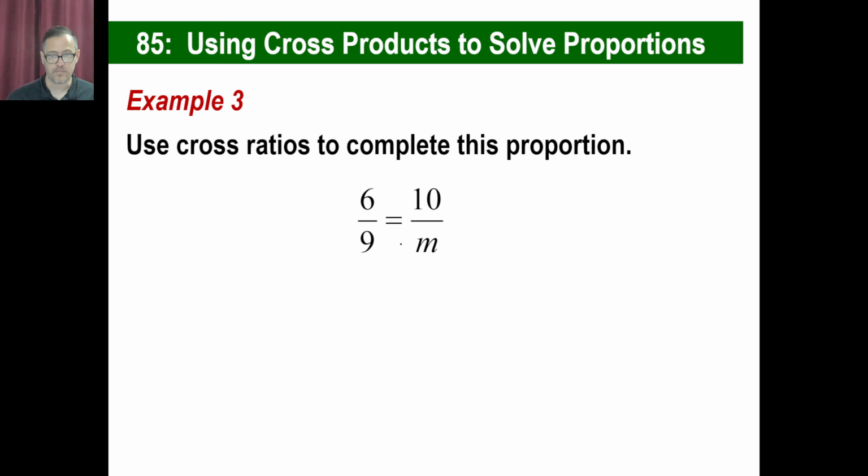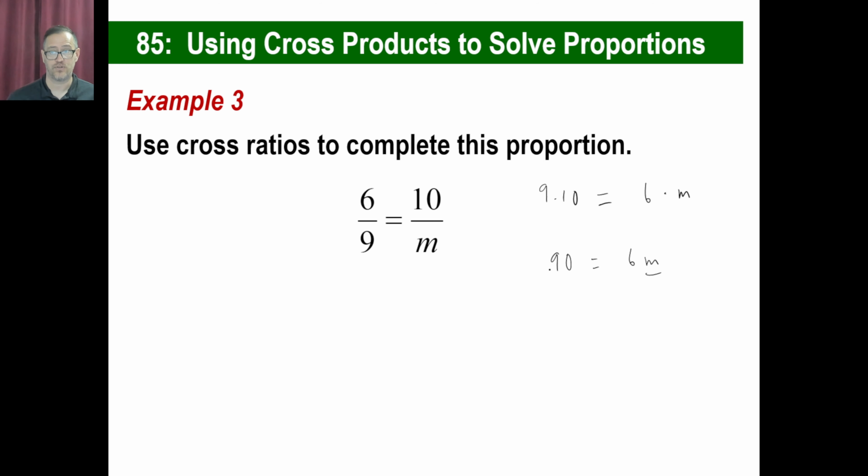Well, what we could do is we could say, okay, well, 9 times 10 is the same thing as 6 times M. All right? Well, 9 times 10 we know is 90. And 90 is the same thing as 6 times what number? That's what the M is for. We don't know the number. Well, all we need to do now is figure out, okay, well, 6 times what gives you 90?